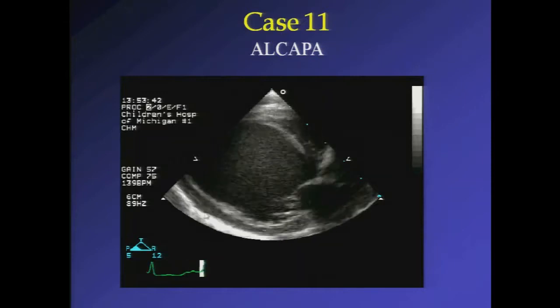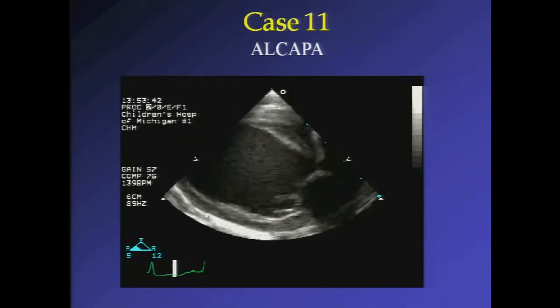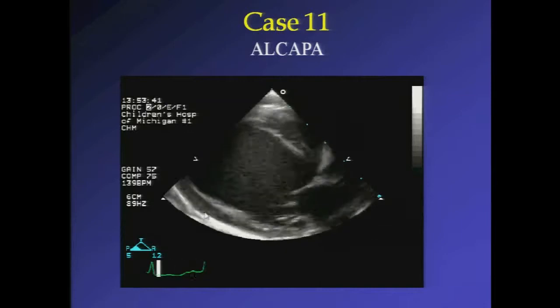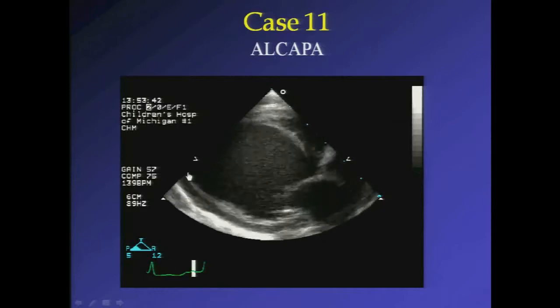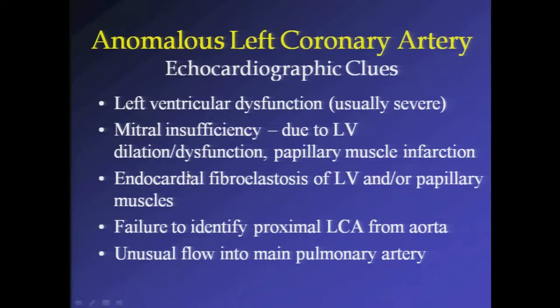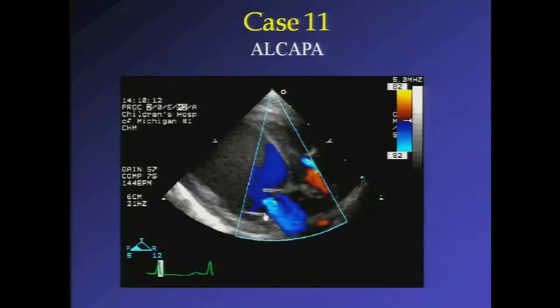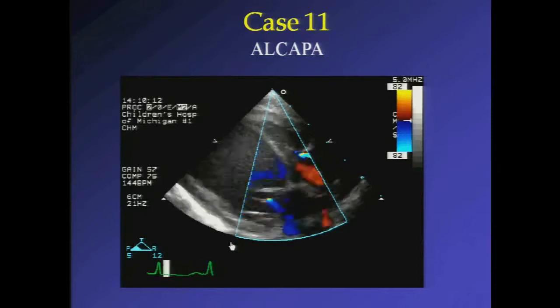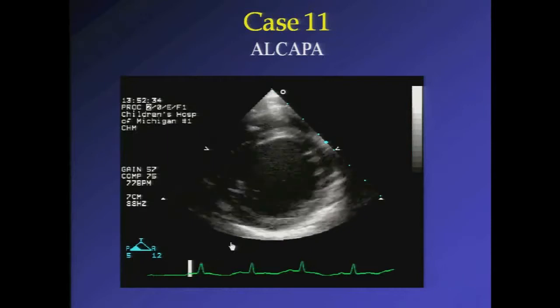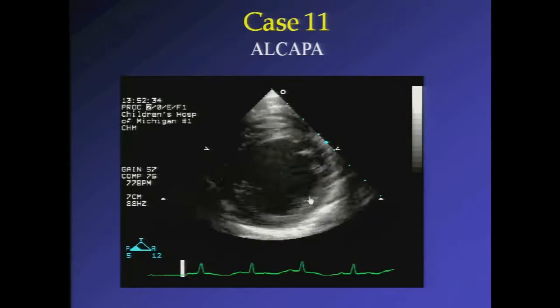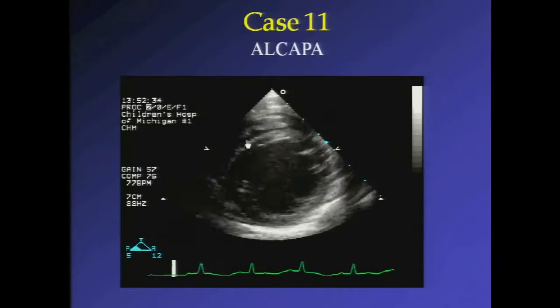So this is the classic infantile presentation of ALCAPA. These babies will present with a severely dilated left ventricle with severe dysfunction. With color flow imaging, we can see that this patient has started to develop some mitral valve insufficiency. Here's our parasternal short axis view showing the severely dilated and severely dysfunctional left ventricle with preservation of the right ventricular function.